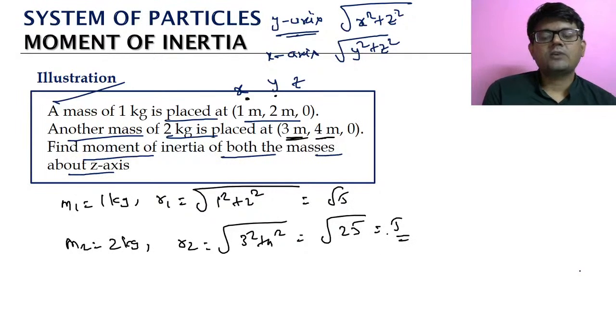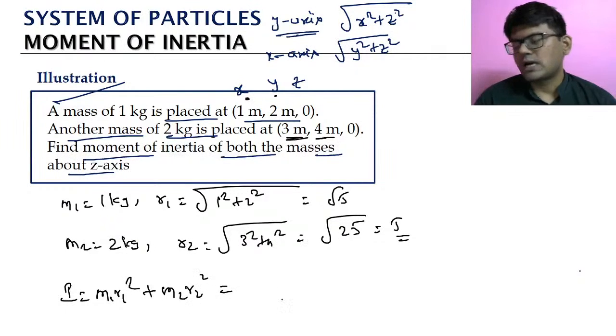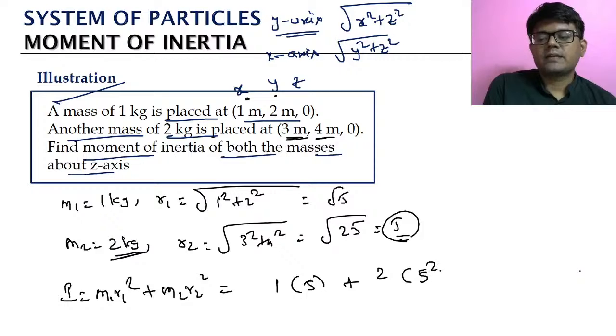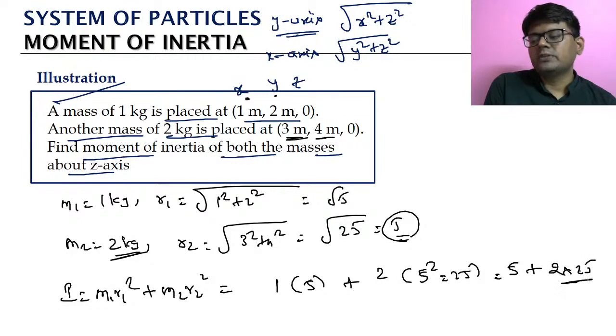So r1 எவ்வளவு, √5. r2 எவ்வளவு, 5. Okay, இப்போ பாருங்க, what is the total moment of inertia ன்னு சொன்னா, it's a system of particles தானா, m1 r1 square plus m2 r2 square. Check பண்ணுங்க. இப்போ எல்லா SI யூனிட்ல தானா இருக்கு, so we'll just keep the units aside. 1 into r1 square means what, 5. அதுக்கு அப்புறம் m2 எவ்வளவு, 2, so 2 into r2 square, 5 square, then இது 25. ஓகேவா. So பாருங்க, 5 plus 2 into 25, 2 into 25 50 தானா.